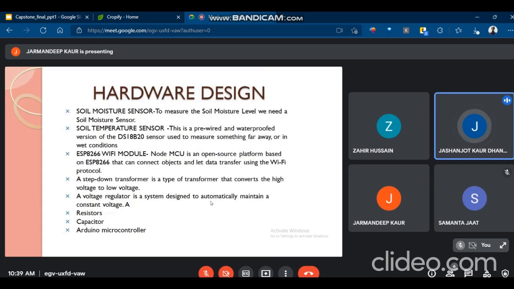My name is Jashanjot and I'm going to explain the hardware part of the project. In the hardware, we have used various sensors, namely a soil moisture sensor and a soil temperature sensor, to get information from the soil. We have used an ESP8266 Wi-Fi module to connect to the internet. And in the voltage regulator part, we have used components like a step-down transformer, a voltage regulator, resistors, and capacitors. Now, let's come to the working of the circuit part.